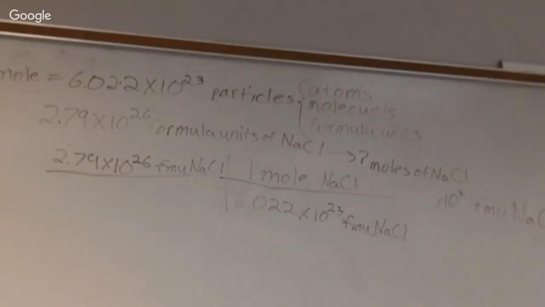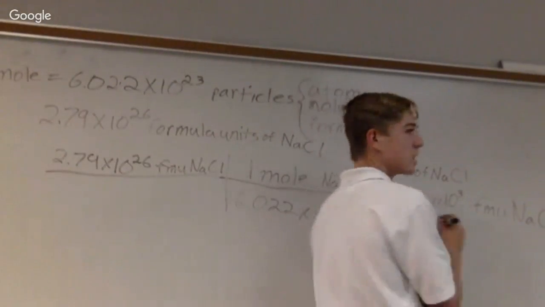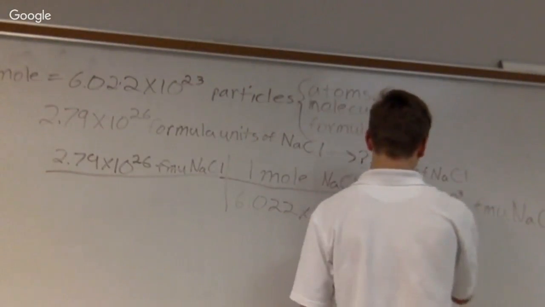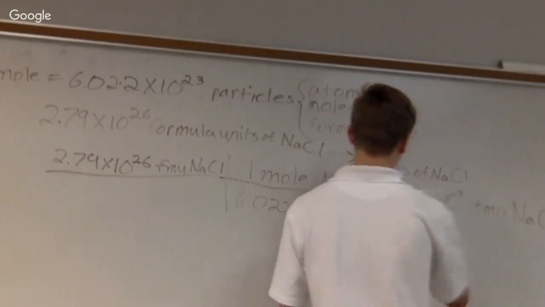2.79 on the top, and don't I have 6.022 on the bottom? Let's just divide that. Can everyone right now pull out your calculator? You need a calculator to do these problems. What do you end up with? 464.845. 464.845? 464.8. Whoa, hold on. Nope.